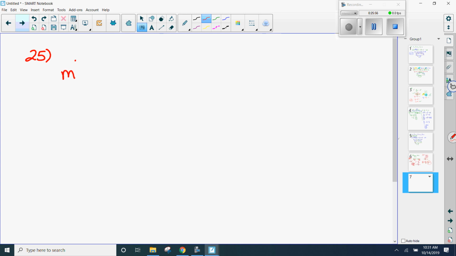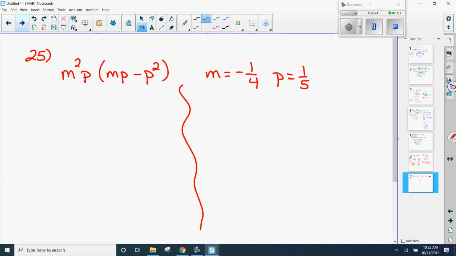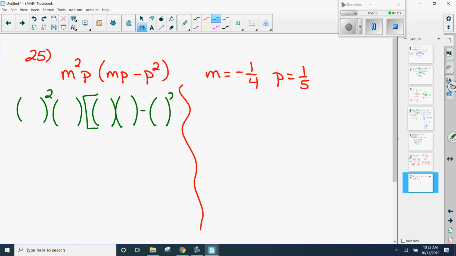25, you have m squared p times mp minus p squared. M is negative 1/4, and p is equal to 1/5. Once again, there are 2 different ways you could work through the problem. You could set up your parentheses and brackets and substitute right away: m squared times p, the parenthesis becomes a bracket, m times p minus p squared.